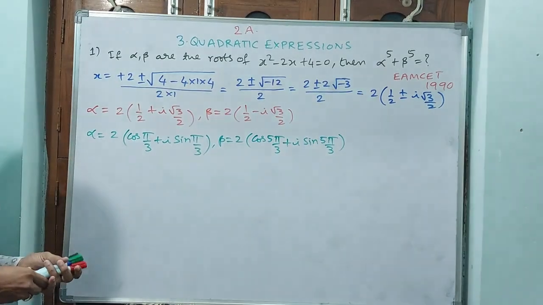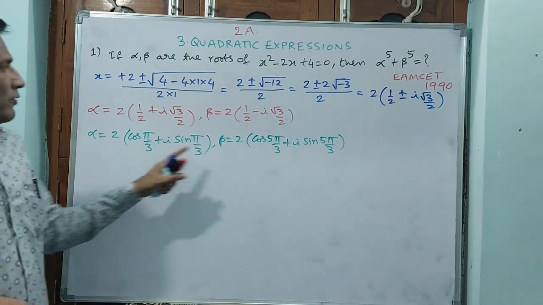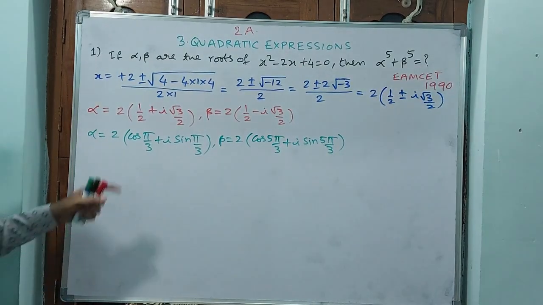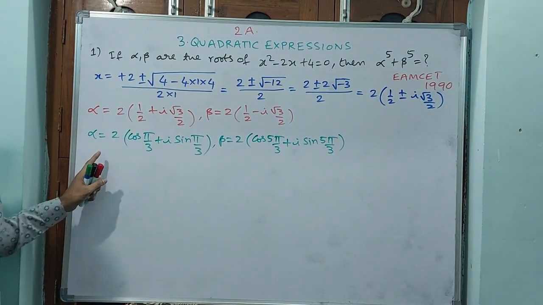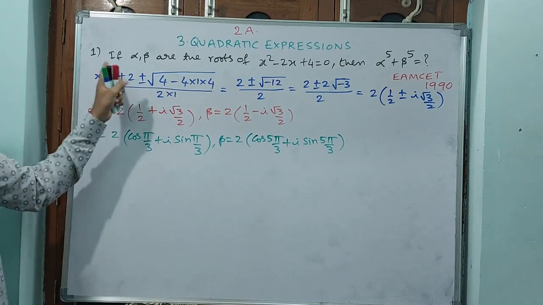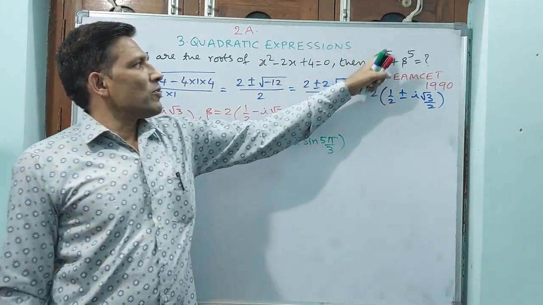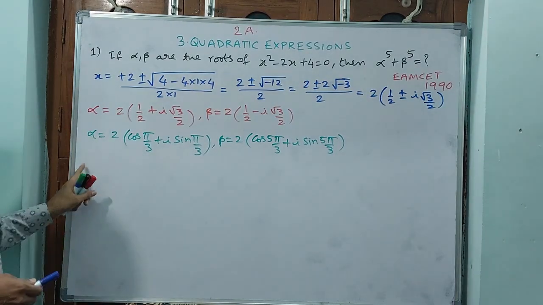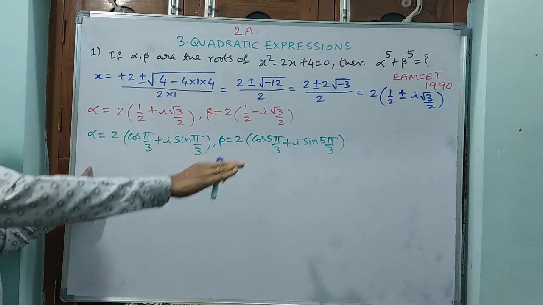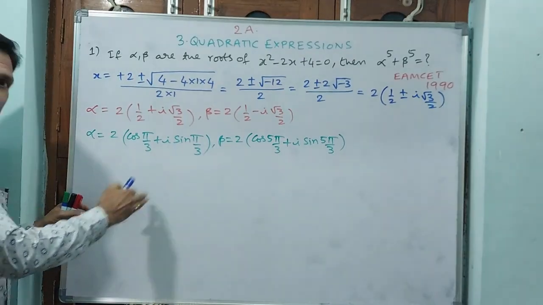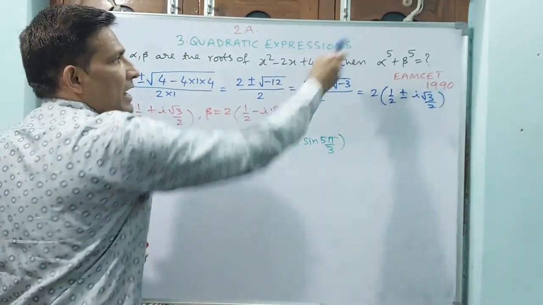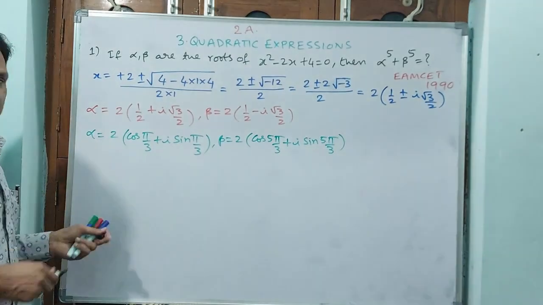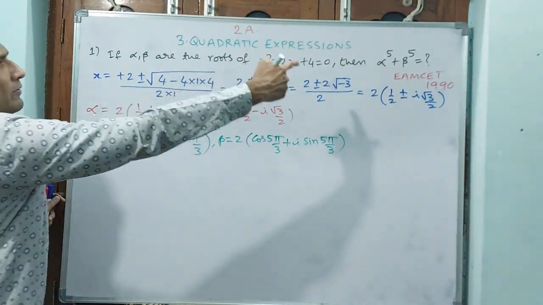Now in front of you alpha and beta are there. 2 I have taken common, don't forget. Now you see, what they are asking in the question: alpha to the power of 5 plus beta to the power of 5, how to find. One by one we find. Why? Because alpha to the power of 5 first we will find and keep aside. Afterwards, beta to the power of 5 also we will find. And afterwards we will add both. Then that will be your answer. Okay. Let me find first alpha to the power of 5.